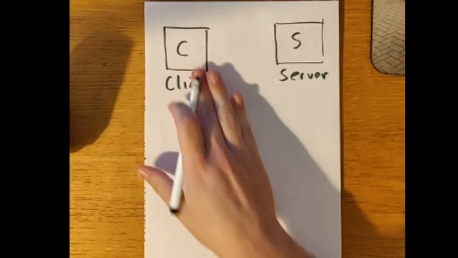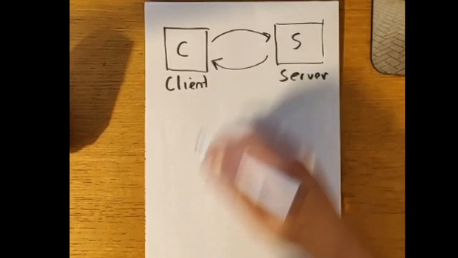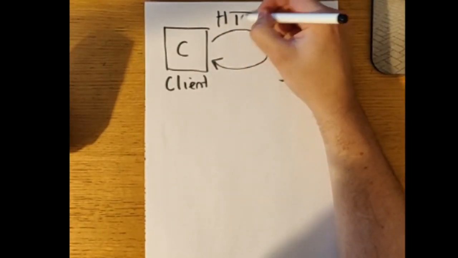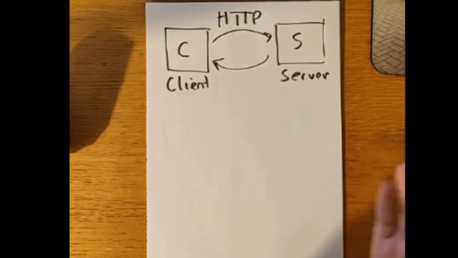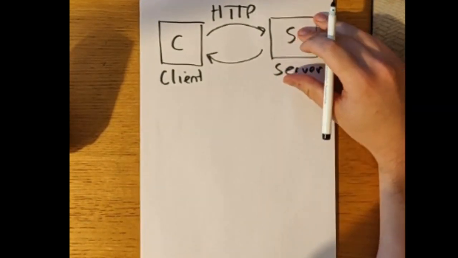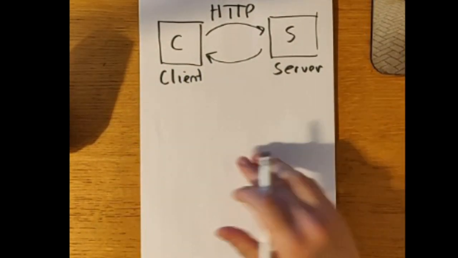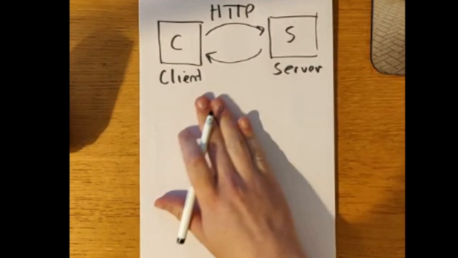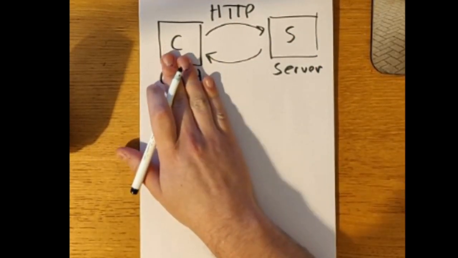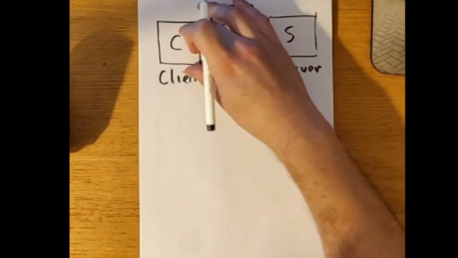There are some rules on how this client talks to the server. It sends a message to the server and the server responds with some data. The rules, at least in this example, are what's called HTTP, Hypertext Transfer Protocol. The server is always sitting there waiting for requests from the client. When you type in www.google.com or bbc.co.uk, your client sends some data to the server, and then the server responds. So there are always these rules in the middle that govern the messages going back and forth between clients and servers.